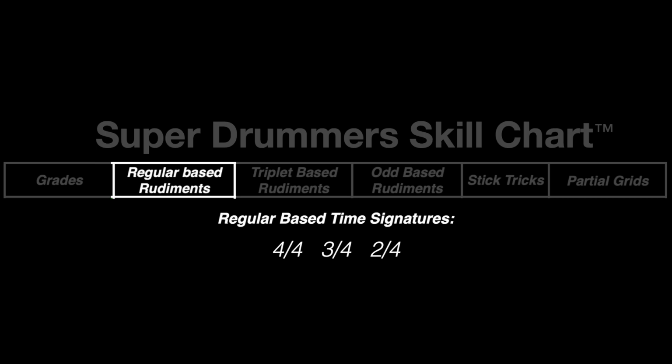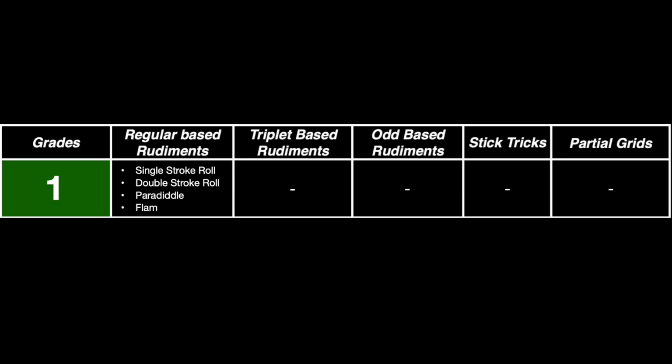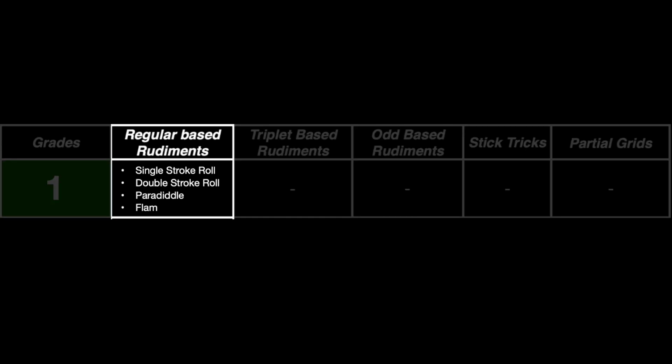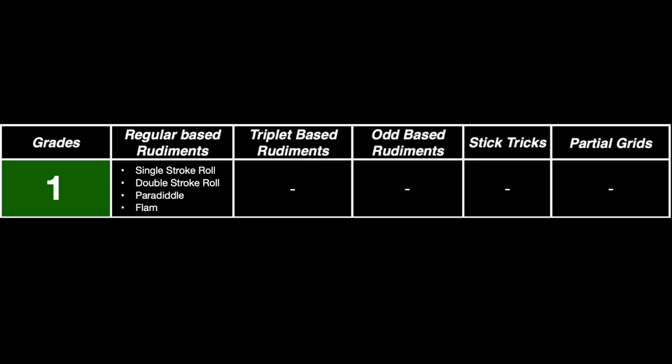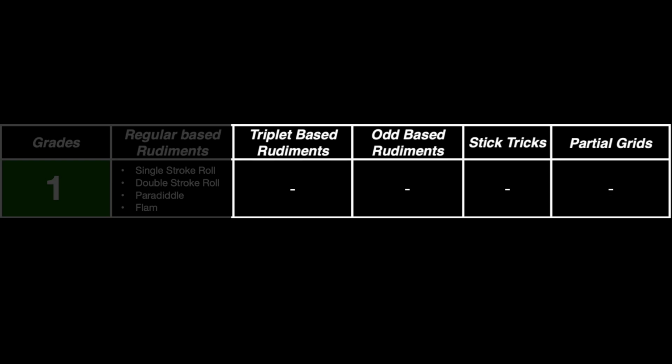So like looking at grade 1, all you would need to know is the single stroke roll, double stroke roll, paradiddle, and flam. Those are all regular based rudiments. And then you could look over to your right. You don't have to learn anything else. Just learn those 4 and master them, and you would be considered a grade 1 super drummer.